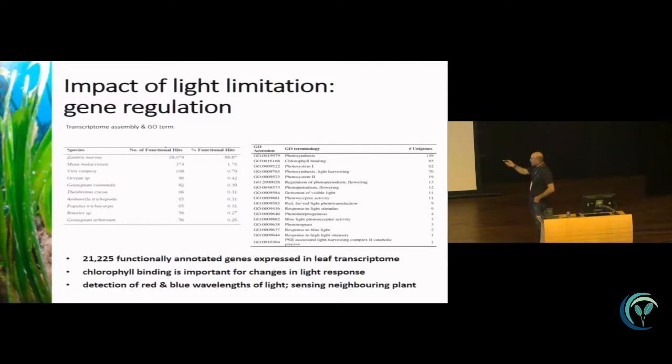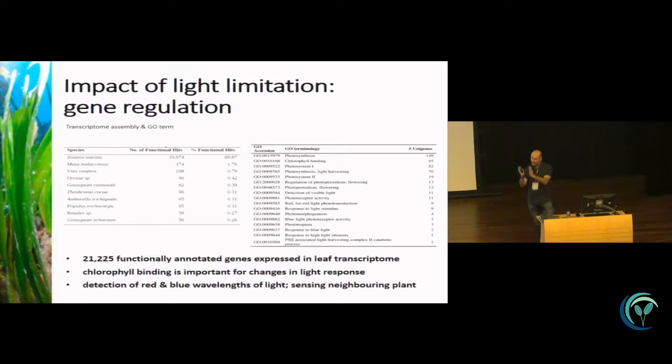We got back over 20,000 unigenes that have been regulated, and it was now a problem of trying to make a story out of that. We found that chlorophyll binding was important. We also found that red-blue wavelength shifting is important. Now this you've got to go back to wheat and rice.